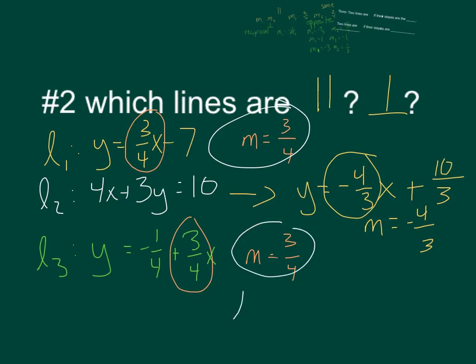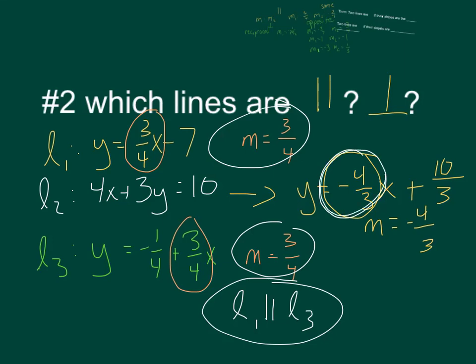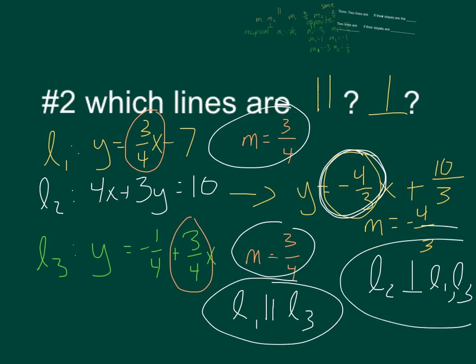So we would say L1 is parallel to L3. And which ones are perpendicular? Which ones are opposite reciprocal slopes? Well, 1 and 3 are the parallel ones, but they're perpendicular to 2. So we would say L2 is perpendicular to L1, comma, L3, because it's perpendicular to both of them. That's supposed to be an L, not a funky looking balloon.